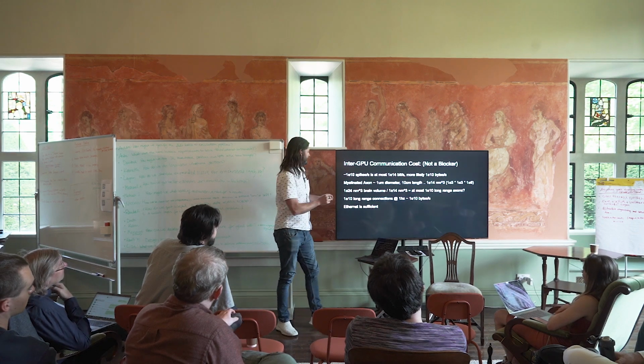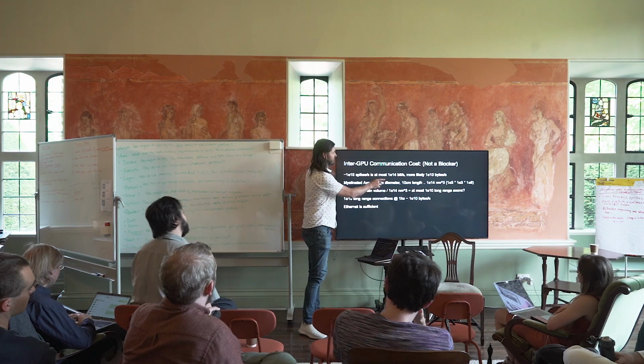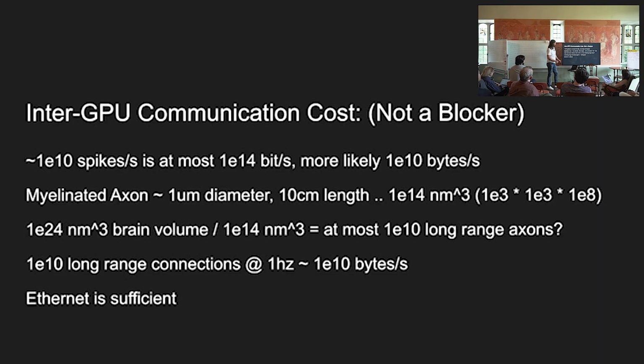Quick estimation of the total number of long-distance axons by looking at the volume of those axons based on their diameter and their length, assuming they run across the entire length of the brain. And you do some math, and you get a constraint that there's at most around 10 billion long-range connections. That's just not that many, and running that at 1 hertz or less is a very reasonable amount of interconnect bandwidth that could actually run on standard Ethernet. It's just not a lot of data.